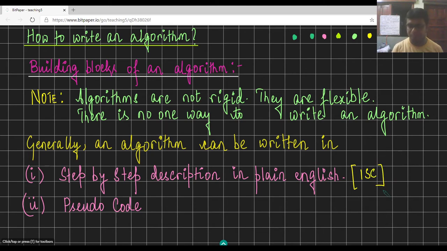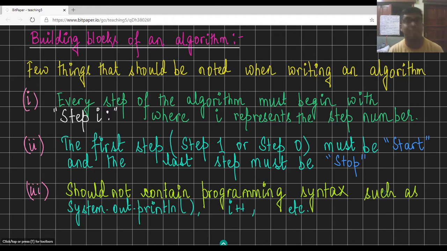All right. Now, there are some things that you should note when writing an algorithm. The first thing being, every step of an algorithm has to have a number. That is the reason why every step of the algorithm is preceded with step I colon, where I stands for the step number. So, for example, the first step would begin with step 0 or step 1, then step 2, step 3, and so on. Get it?